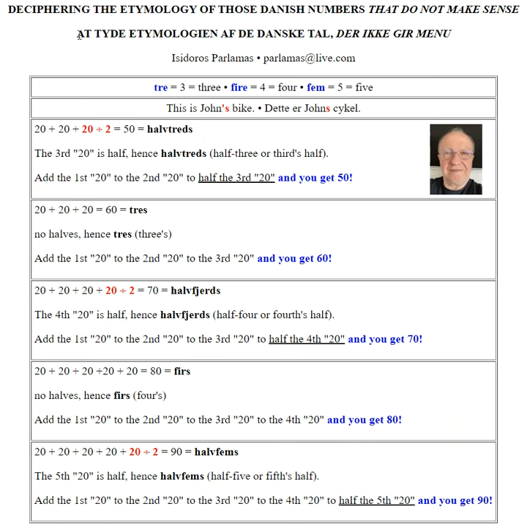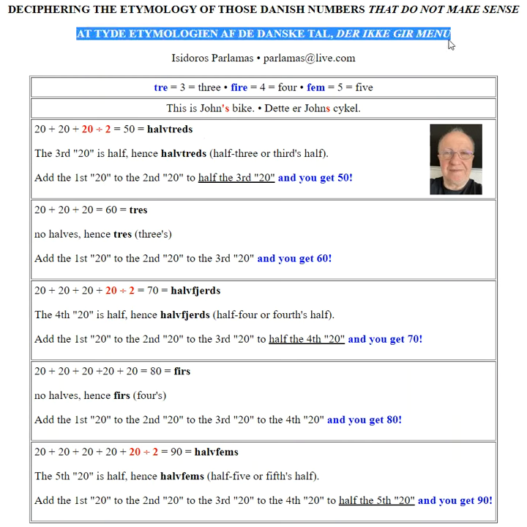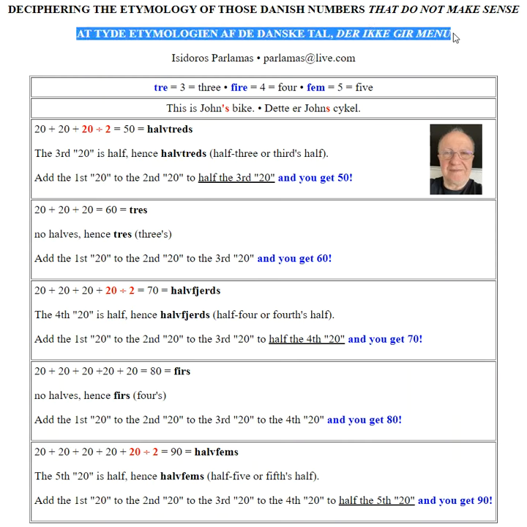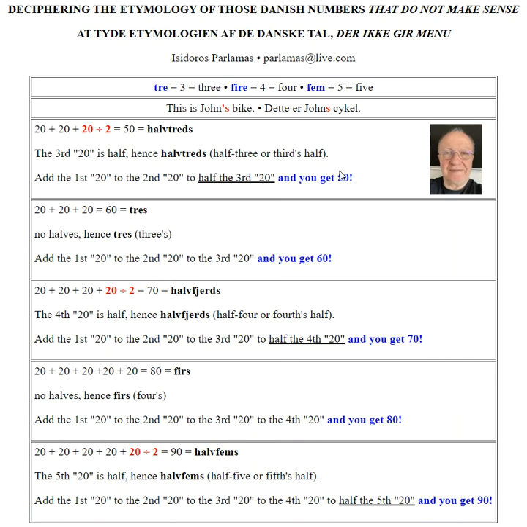Now, I don't know if I can pronounce this correctly, but I'm going to try. Til etymologien af danske tal der ikke giver mening. So this is Google translation. Maybe this is all wrong. I'm not sure. So that's how we get 50. So 50 means the third's half, and it is implied that you have added to the third's half the first two 20s, plus half of the third 20.